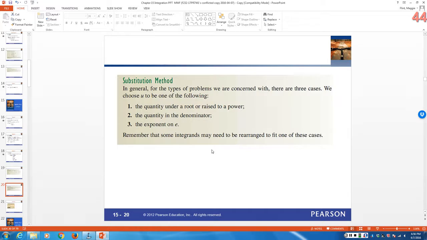Or the quantity is in the denominator, or you have it as the exponent on an e. Now, actually, I think you probably could have it as an exponent on a base other than e, but in practical use, we rarely have that happen. Most of the time, our base is e.